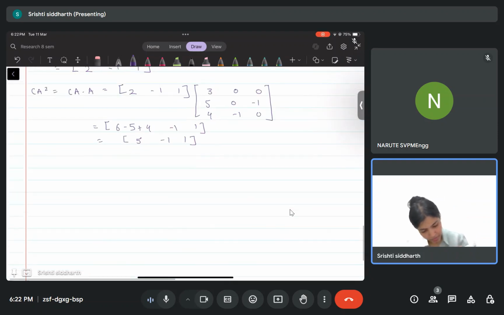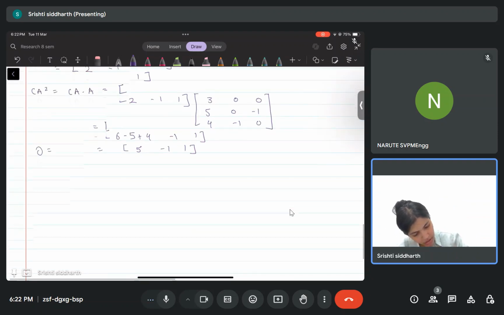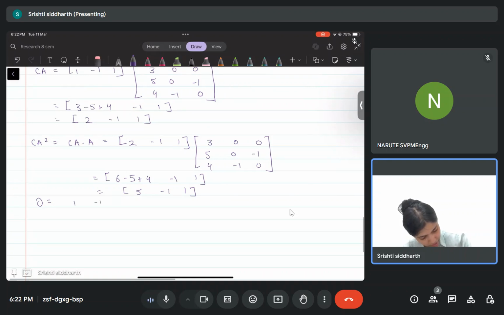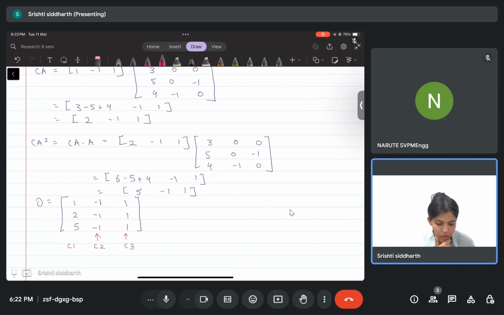Alright, so let's arrange them. O is [1, -1, 1; 2, -1, 1; 5, -1, 1]. To determine the rank, you can either calculate the determinant or you can observe that the columns are linearly dependent. For example, this is column 1, column 2, column 3. You can see that column 2 is minus 1 times column 3, right? So the rank is already not 3.